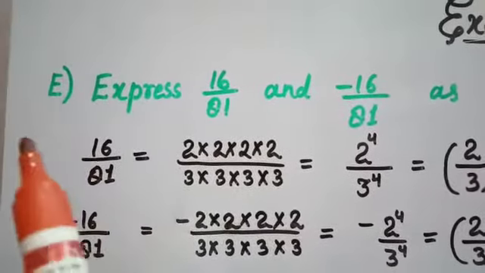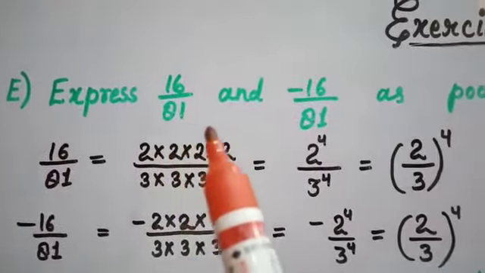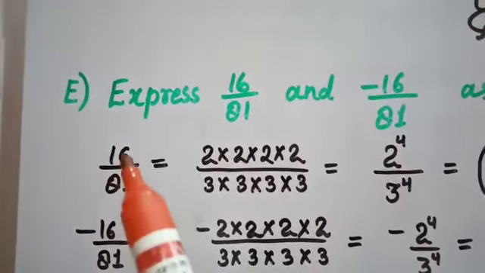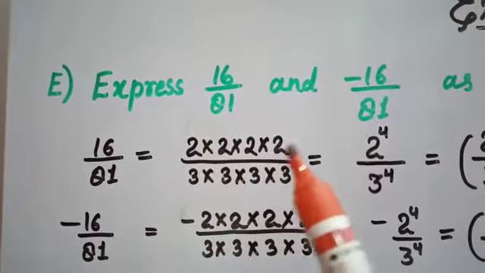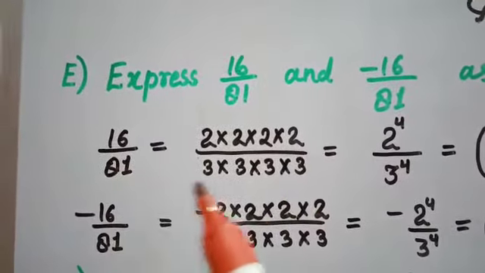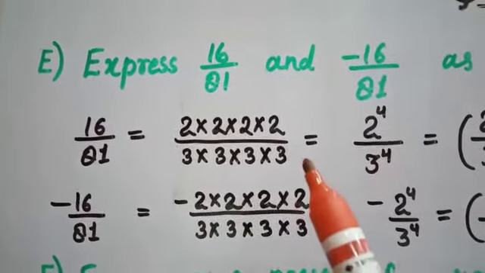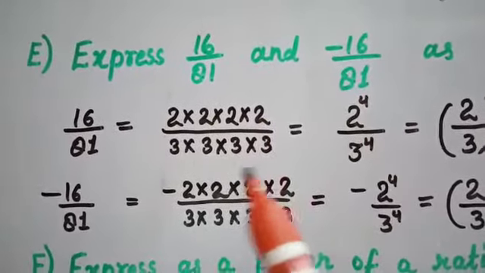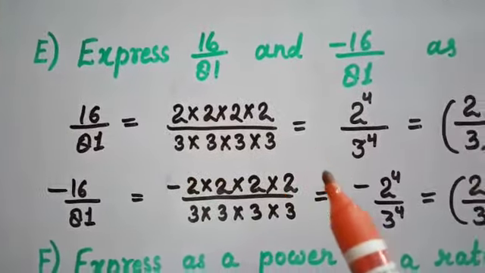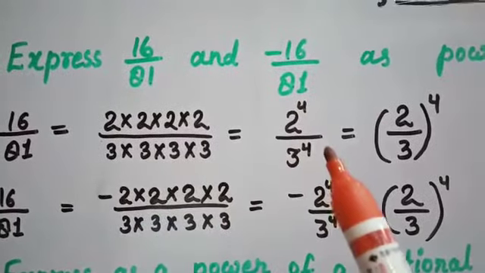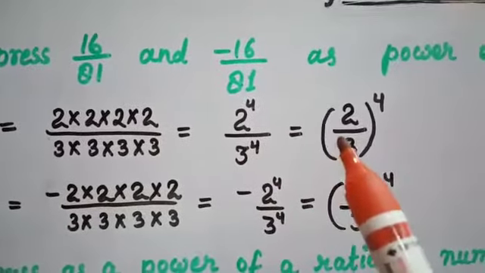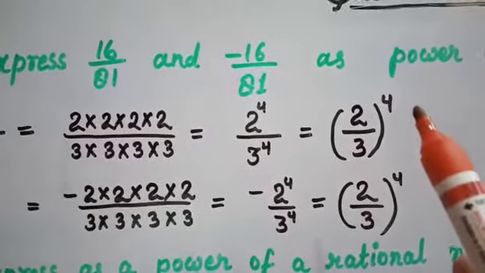Now we will solve question E. Express 16 upon 81 and minus 16 upon 81 as a power of a rational number. 16 upon 81. 16 can be written as 2 times 2 times 2 times 2, and 81 can be written as 3 times 3 times 3 times 3. 2 into 2 into 2 into 2 can be written as 2 to the power of 4, and 3 into 3 into 3 into 3 as 3 to the power of 4. 2 to the power of 4 upon 3 to the power of 4 can be expressed as 2 upon 3 whole to the power of 4.